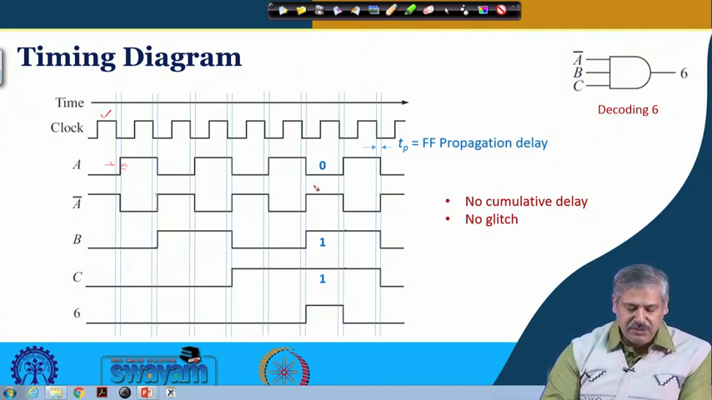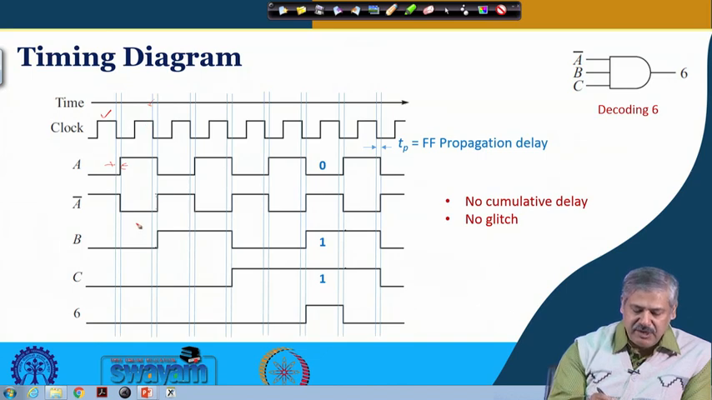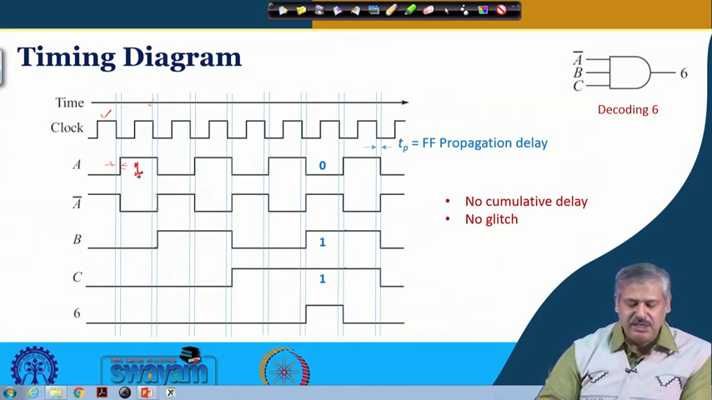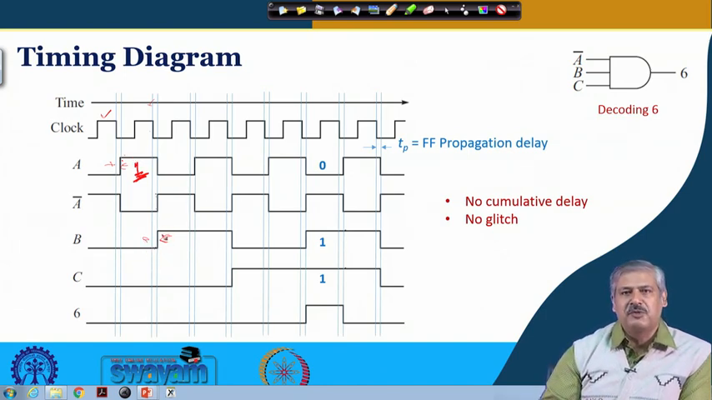Okay. And what about B? B is changing again with the edge, whenever A is 1. When A is 1, then only B will change when the clock trigger comes. So, clock trigger has come, B has changed because A is 1. Clear? It will change after 1 propagation delay only. A has changed from 0 to 1 after 1 propagation delay, 1 to 0 after 1 propagation delay, and B has gone from 0 to 1 after 1 propagation delay.